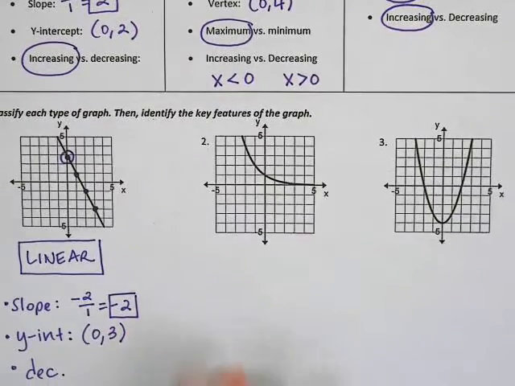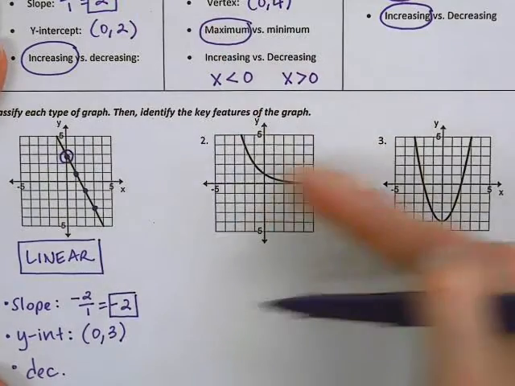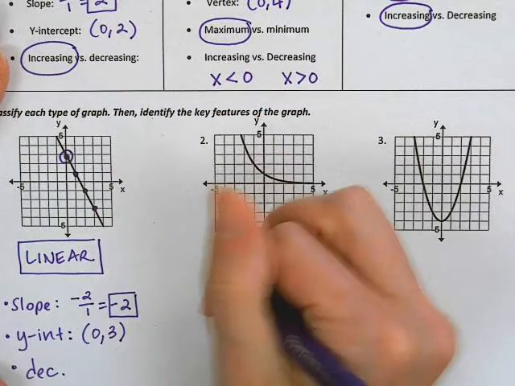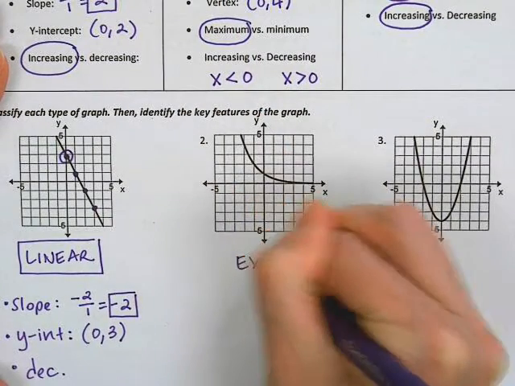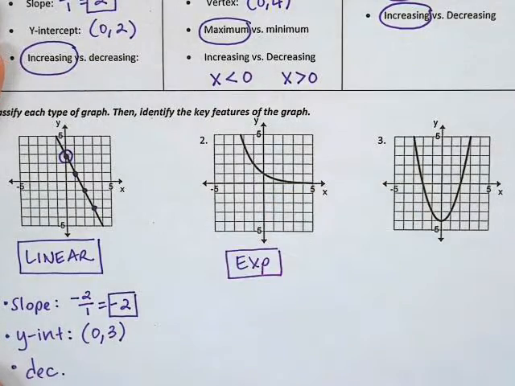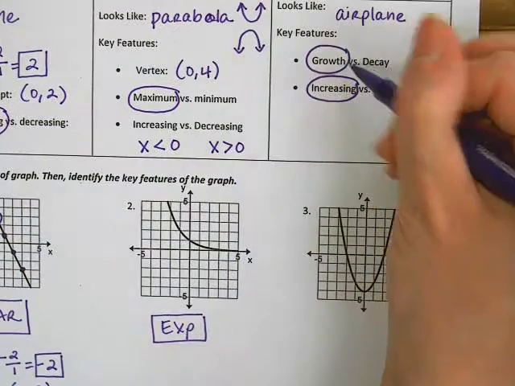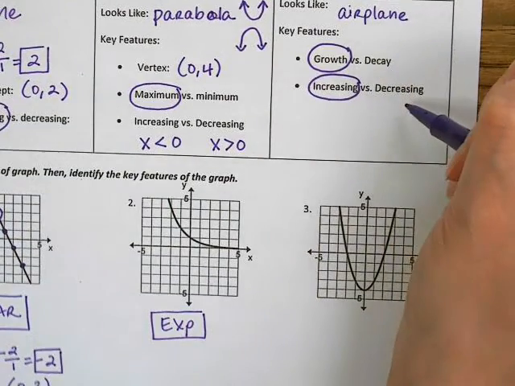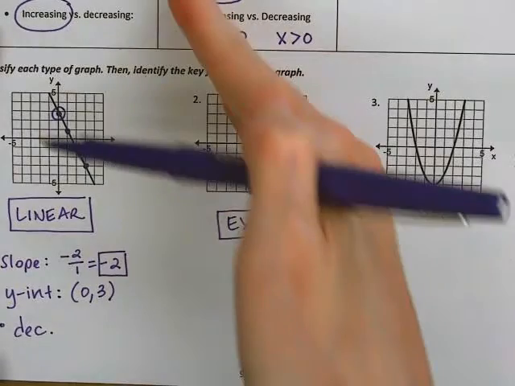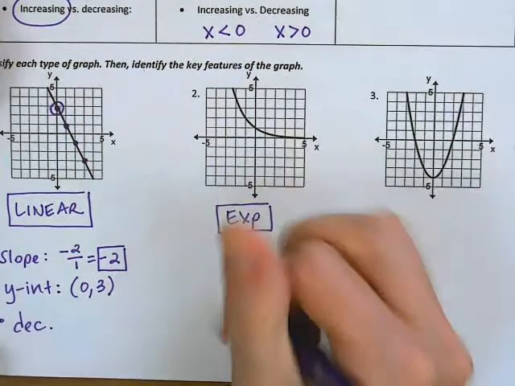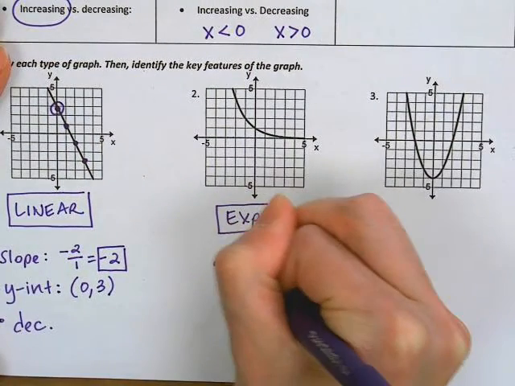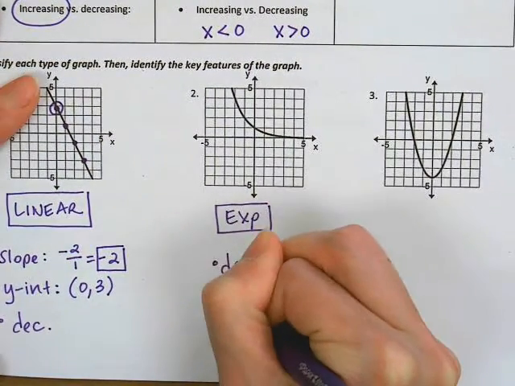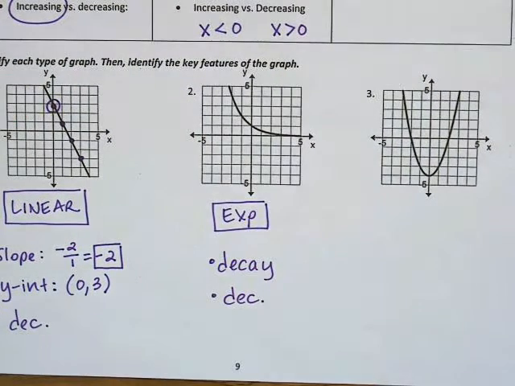All right, number 2, it is that airplane landing. This time it's the airplane landing. So that is an exponential curve. For exponential, we need to say growth or decay, increasing or decreasing. That's it. Well, this one is obviously coming down. It's decreasing. So it is a decay, decreasing.